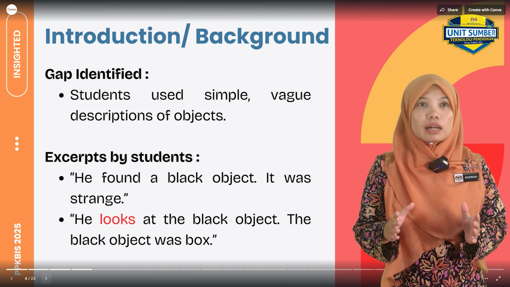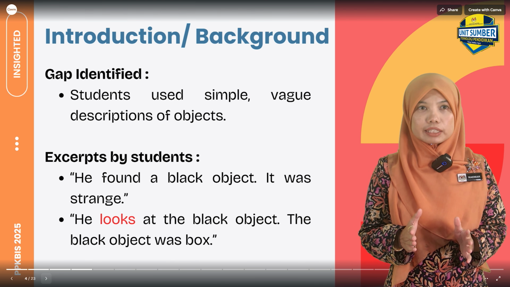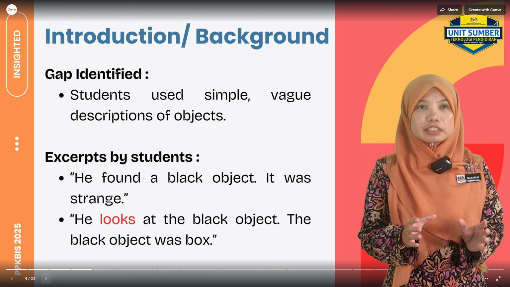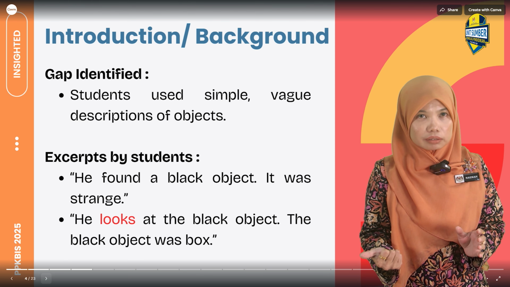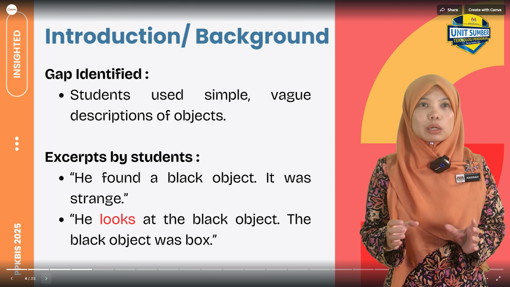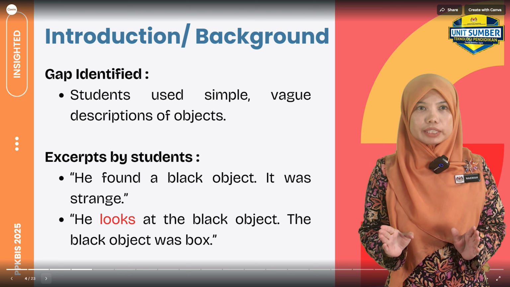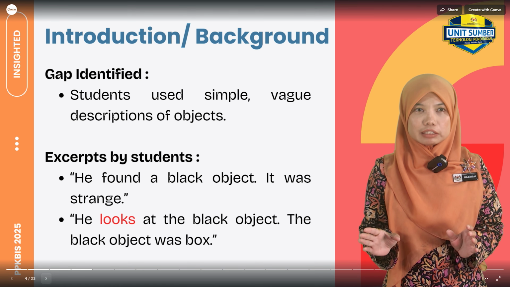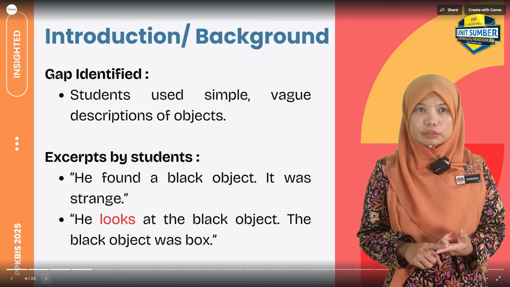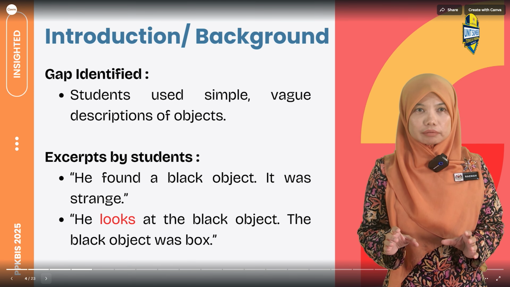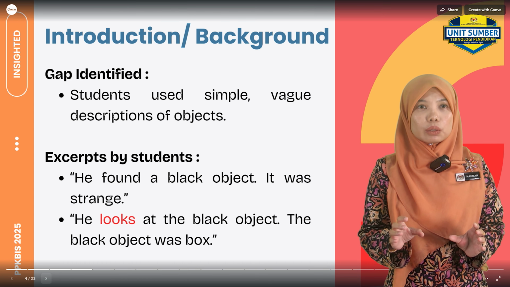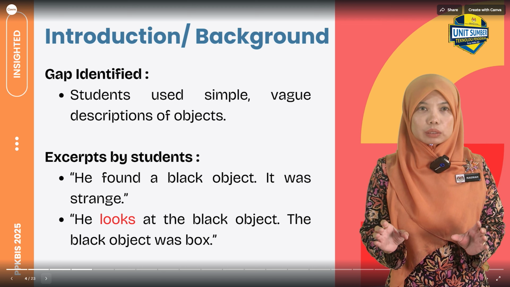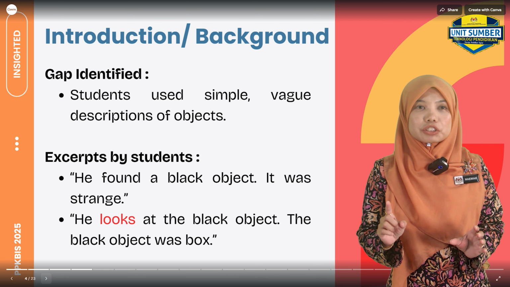I identified this gap based on the pretest result. The students use simple and vague descriptions when they describe the object. And these are some excerpts by my students. The first student wrote, he found a black object. It was strange. So, only one detail while describing the object, which is, it was strange.